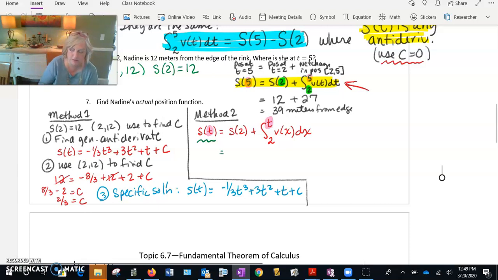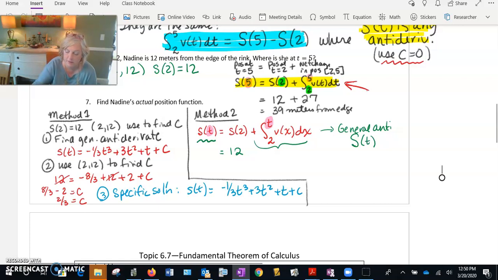So coming down through here, we would say, all right, S of 2 was 12, so we would add that in. And then our net change. Now this right here is going to be the net change in some antiderivative of this v of t, or v of x, that we have inside of there. So let's call a general antiderivative, just any of them, and usually, like I said, we're going to use c equal to 0. I'm going to call it capital S of t when I do this.